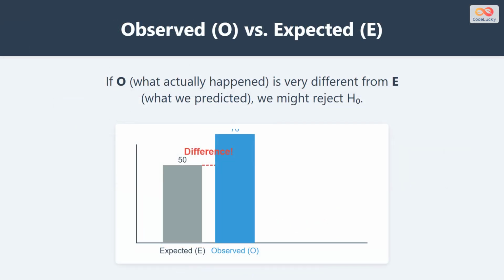Finally, we compare what we calculated, the expected frequency, against the observed frequency, which is the actual data we collected. If the observed bar is way higher or lower than the expected bar, it suggests that our null hypothesis might be wrong.